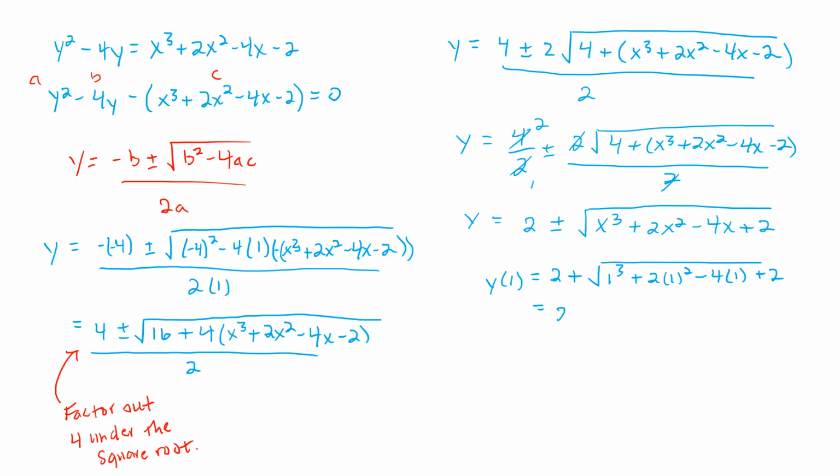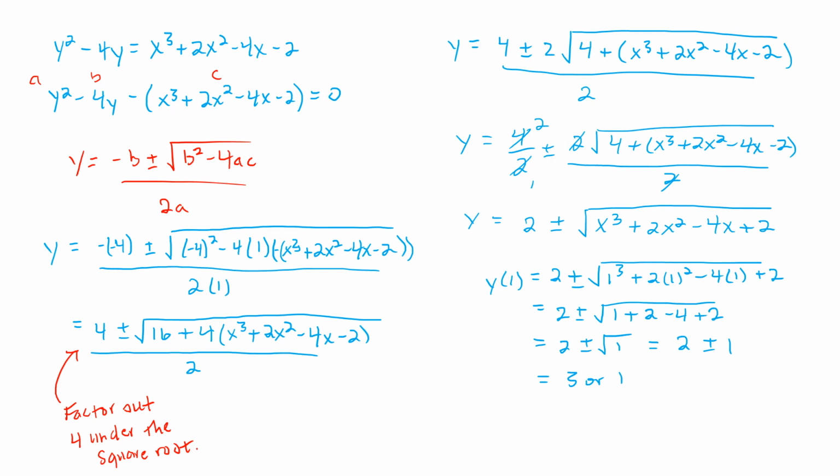That simplifies to 2 plus or minus the square root of 1 plus 2 minus 4 plus 2, which simplifies to 2 plus or minus the square root of 1, which is 2 plus or minus 1. So our answer will be either 3 or 1. And we want the solution that gives us a value of 1. When I do 2 plus 1, I get 3. When I do 2 minus 1, I get 1.